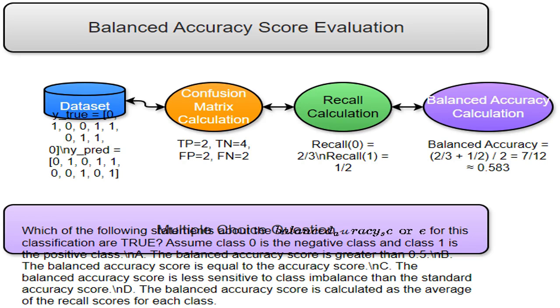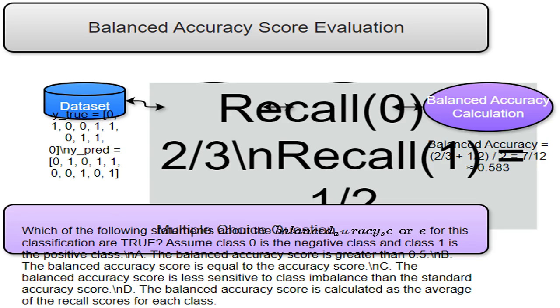This score is particularly useful for imbalanced datasets, where one class has significantly more data points than the other, because it gives equal weight to each class's recall. Standard accuracy might be misleading in such scenarios. I've calculated balanced accuracy as approximately 0.583. This means that, on average, my model correctly classified about 58.3% of instances from each class.